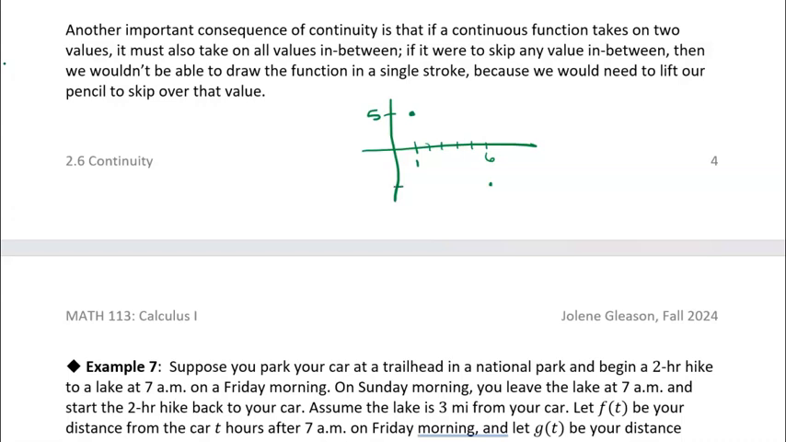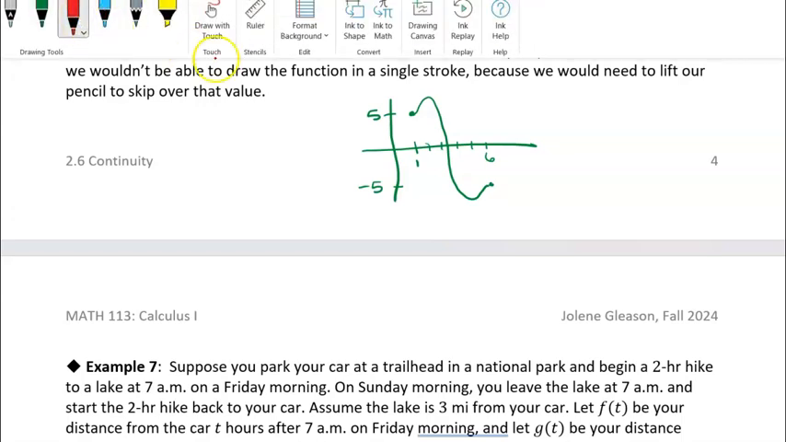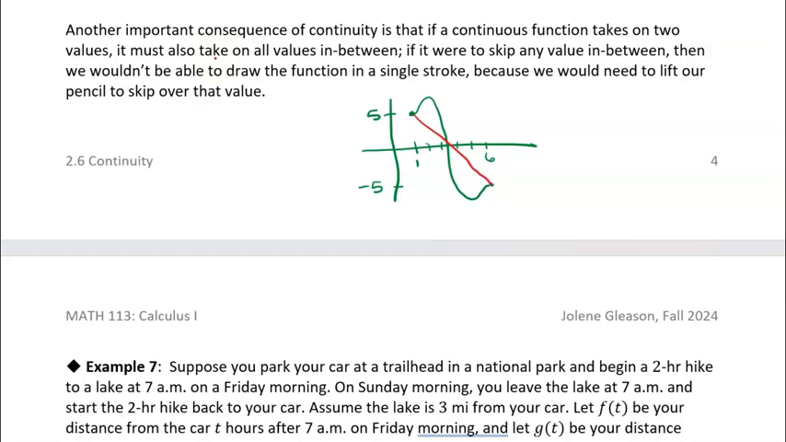So if the value of the function takes on those two values, then it has to take on every value in between. Otherwise we wouldn't be able to draw the graph of the function between those 2 points without lifting our pencils. Now it might go up higher, it might go like this. Who knows? Or it could just go as a straight line between those 2 points.